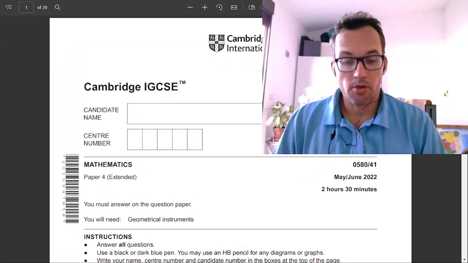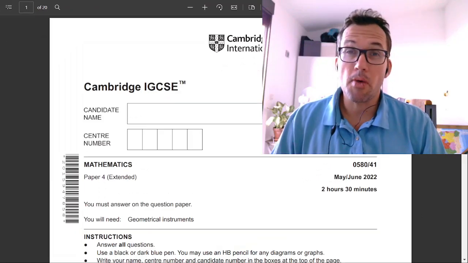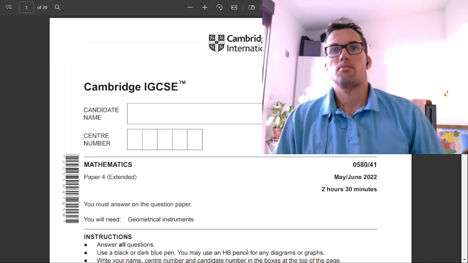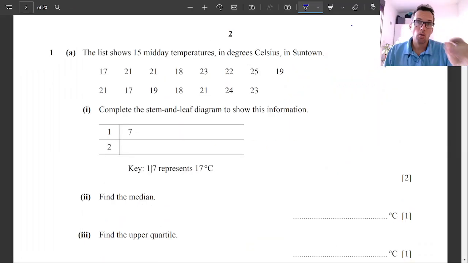Hi there, today we're doing May-June 2020 paper 42. Let's go. Question 1, stem and leaf diagrams.